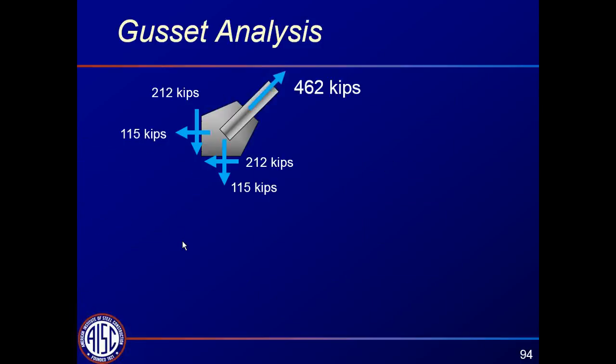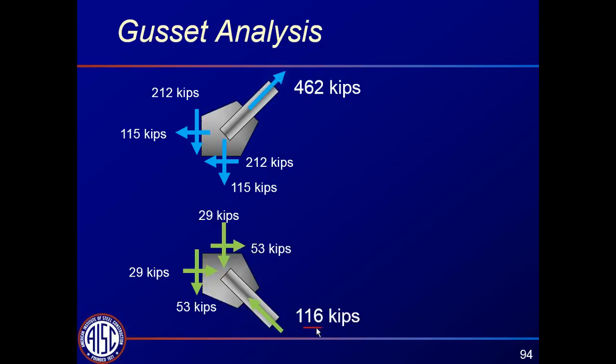Here's the gusset analysis, the same one we used in case 1. Now here's the gusset analysis of the brace in compression, using 116 kips as opposed to what we had, which was about 400 kips. And we get these lower forces applied at the face of the column and at the beam stub.